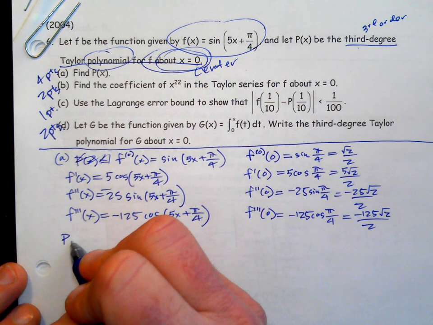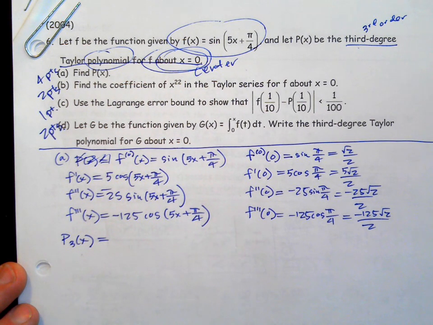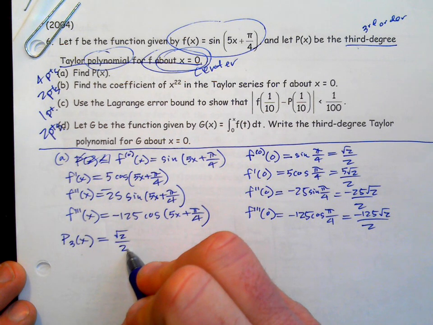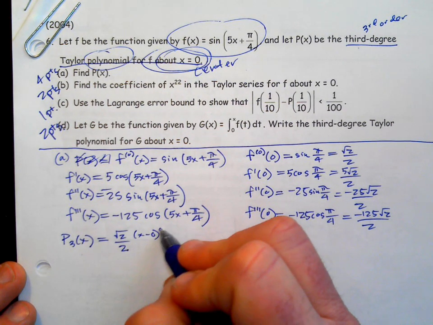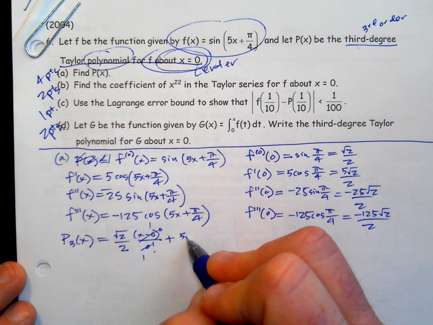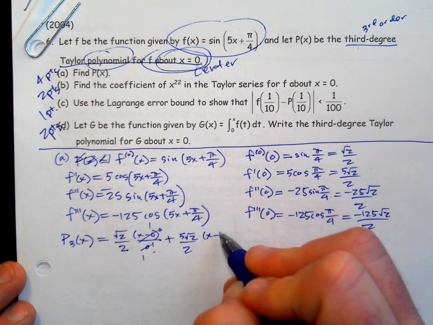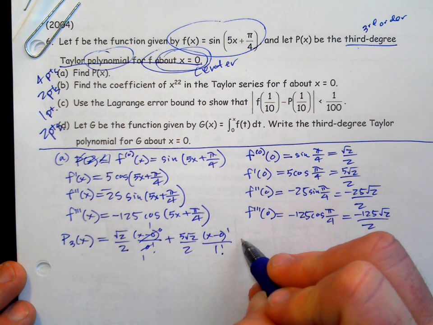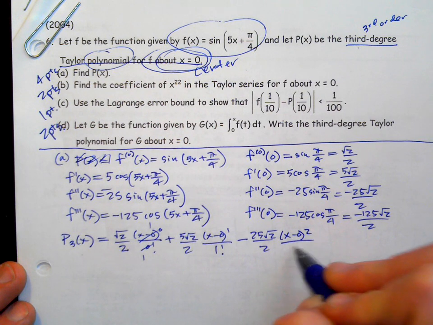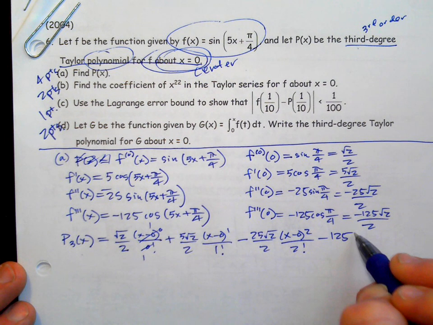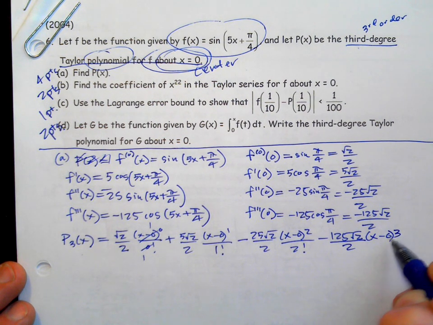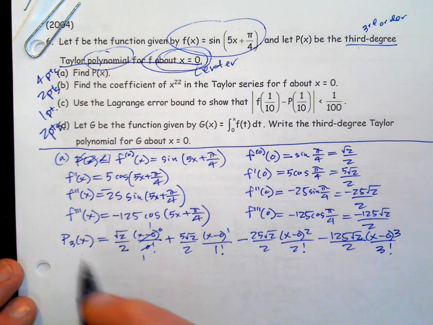So we're finding the third order Taylor polynomial. Okay. So it's the first number, root 2 over 2, times x minus the center to the 0th power over 0 factorial. Now that's 1 and that's 1. Plus 5 root 2 over 2, x minus 0 to the first power over 1 factorial, minus 25 root 2 over 2, x minus 0 to the second power over 2 factorial, minus 125 root 2 over 2, x minus 0 to the third power over 3 factorial. Don't do the plus dot dot dot. So that's it in kind of its ugly form.